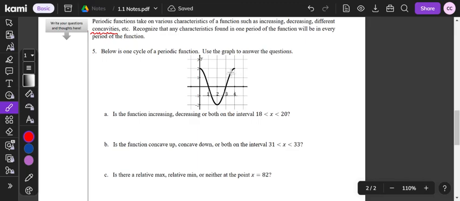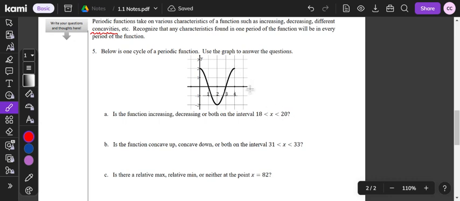So right here, it says below is one cycle or one period of a periodic function. I only have one wave. Use the graph to answer the questions. It says, is the function increasing, decreasing, or both on the interval 18 < x < 20? So imagine this graph looks like it only runs 5 x values. So we have 1, 2, 3, 4, 5. Imagine this graph was extended all the way to 18, 19, and 20. So all this means is I'm looking in between 18 and 20.